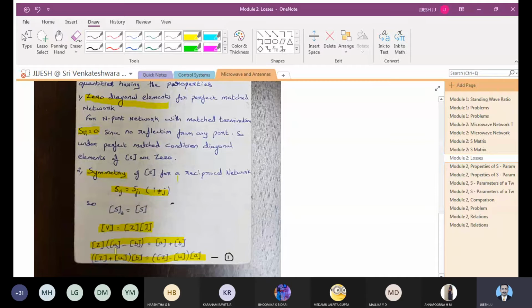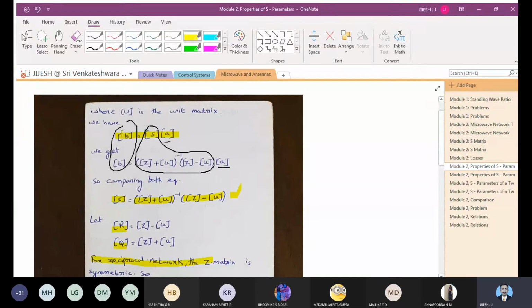By using the multiplication, we have simplified further, and we separated the A terms and B terms to either side. So we got Z plus U into matrix B is equal to Z minus U into matrix A. After that, we have this equation for matrix B, that is matrix S into matrix A. We also got the equation for matrix B from equation 1, that is matrix Z plus matrix U inverse is equal to matrix Z minus matrix U into A. By comparing these two equations, we have replaced S as Z plus U inverse into Z minus U.